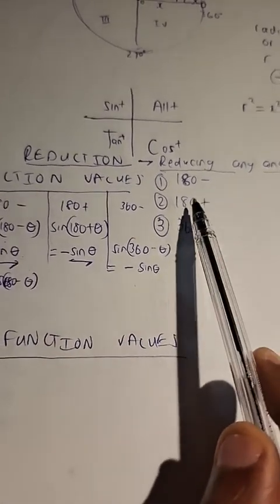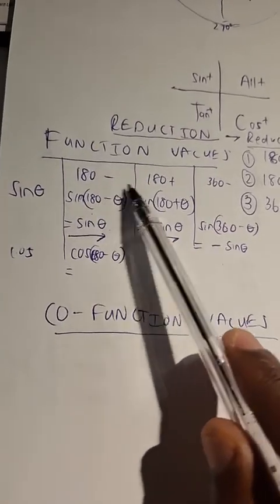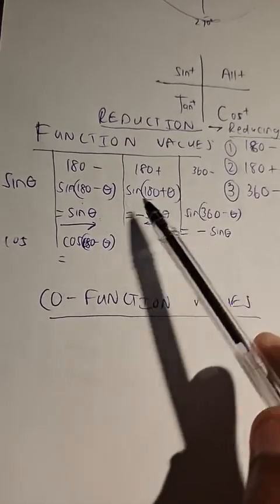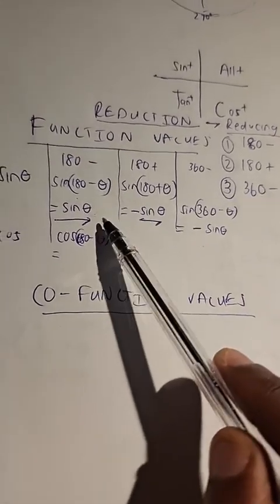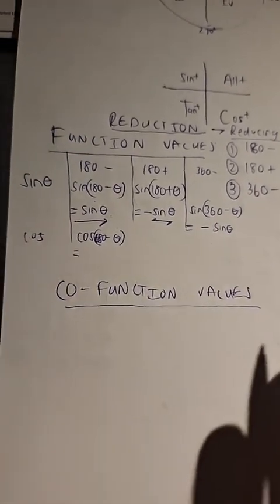And all of this assists us to be able to reduce all angles that are greater than 90 or less than 0. They help us to reduce them to acute angles, which we refer to as our reference angles.